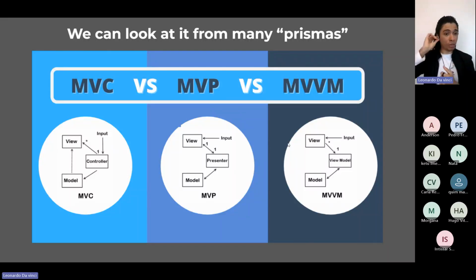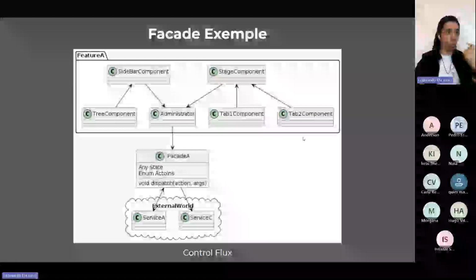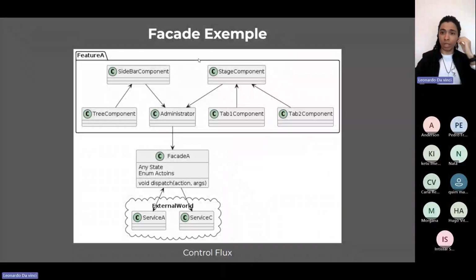So we actually have a lot of architectures. I took one to give you guys an example because it's one that we are using nowadays at BMW. But of course, there are hundreds of others. The idea of the facade, why is it being used nowadays at BMW? At least in the project I am in, it has literally, I think, 100 and something people right now working in the same project.